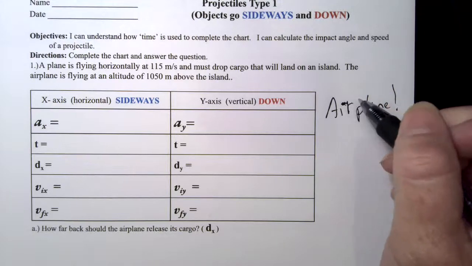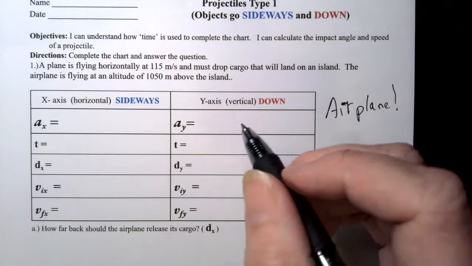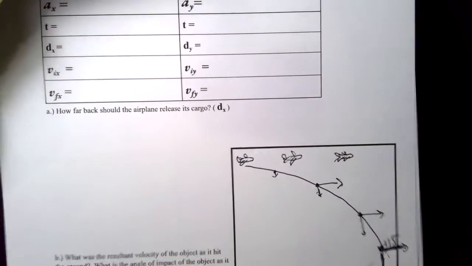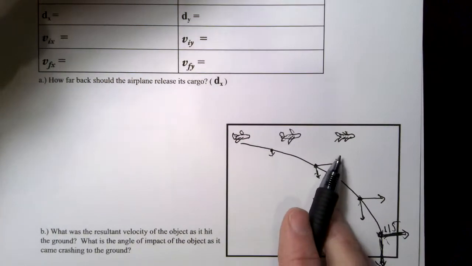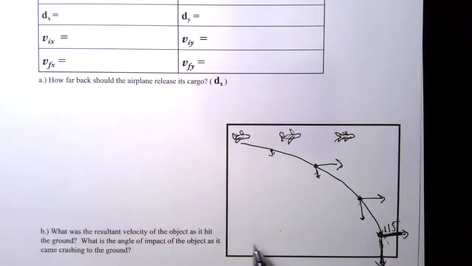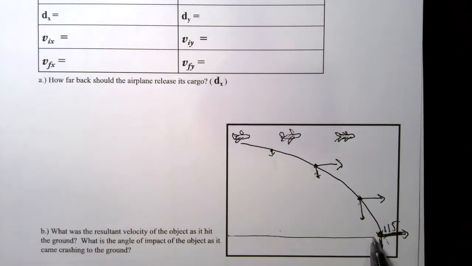Okay, this is the airplane one. My picture did not turn out that good. So it looks like that. I had to draw my own picture. Yeah, it's an airplane, whatever. Some crazy thing flying. It drops a cargo, and this is the island, I guess, whatever.